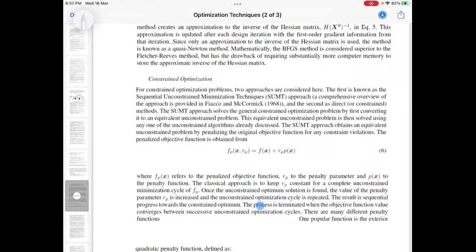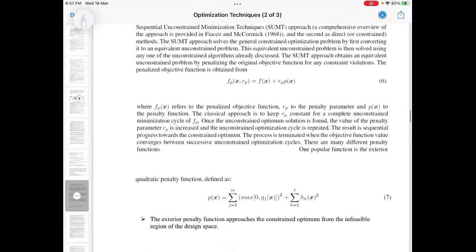Here the aim is to convert the constrained optimization to unconstrained optimization, and we can see that between successive unconstrained optimization cycles, the objective function value converges. There are many different penalty functions, and one is the exterior quadratic penalty function.